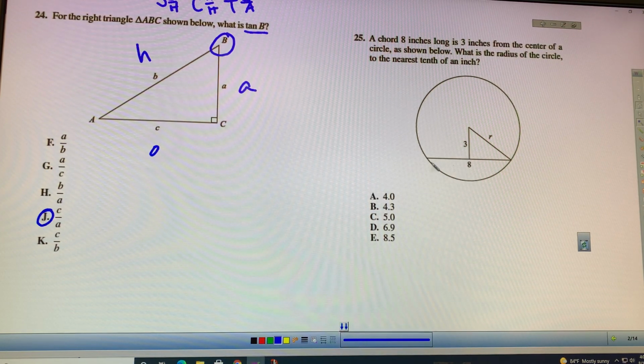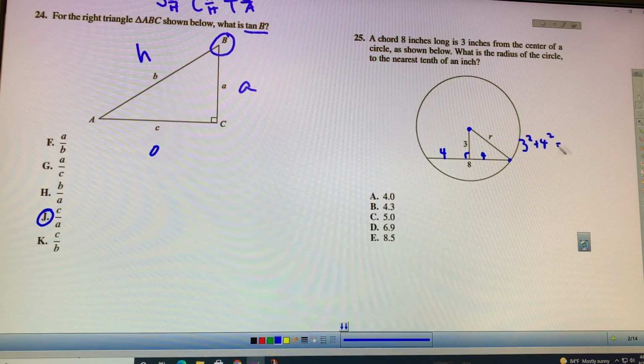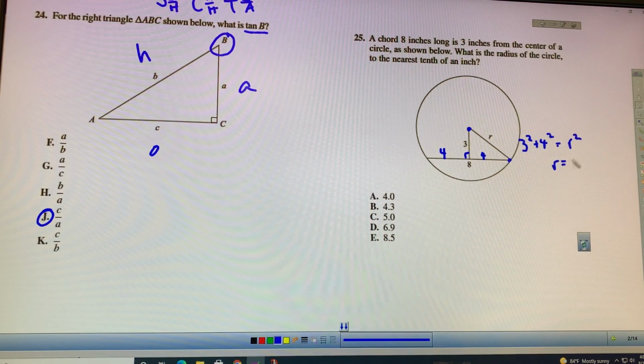And then here we have a chord that's 8, and we're wanting to know the radius of the circle. So from here to here. When a chord and a radius intersect at 90 degrees, it divides that chord into 2 equal pieces. So this is 4. So just do Pythagorean theorem, 3 squared plus 4 squared equals r squared. So r is 5.